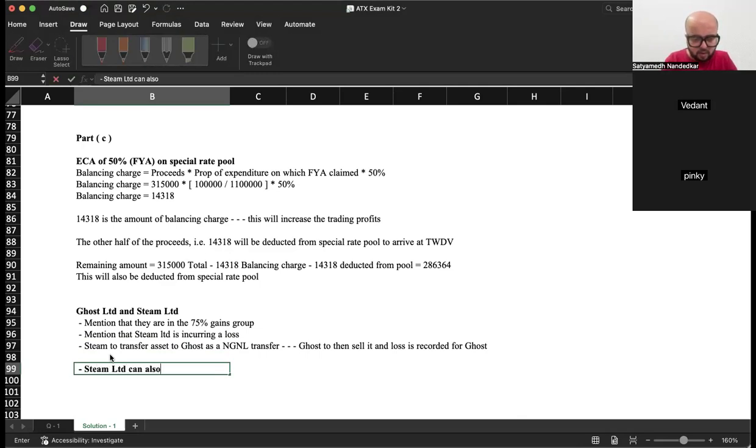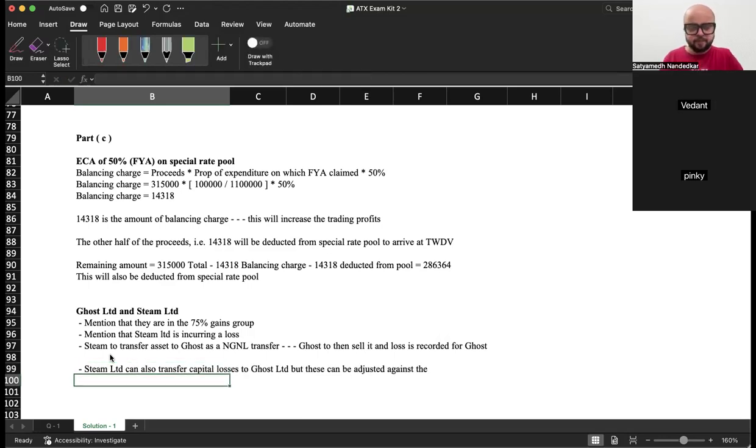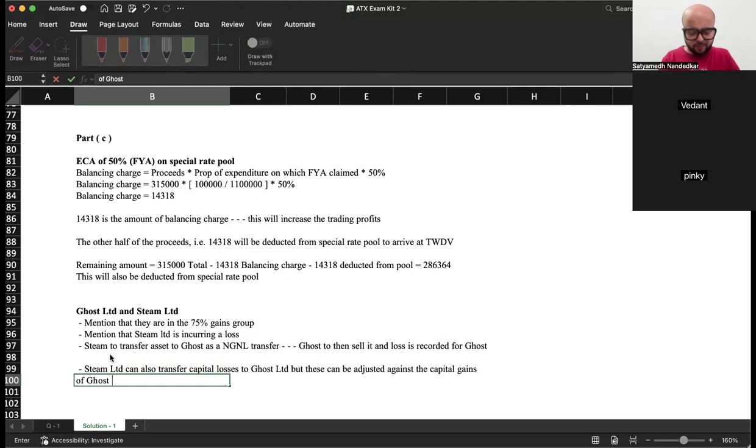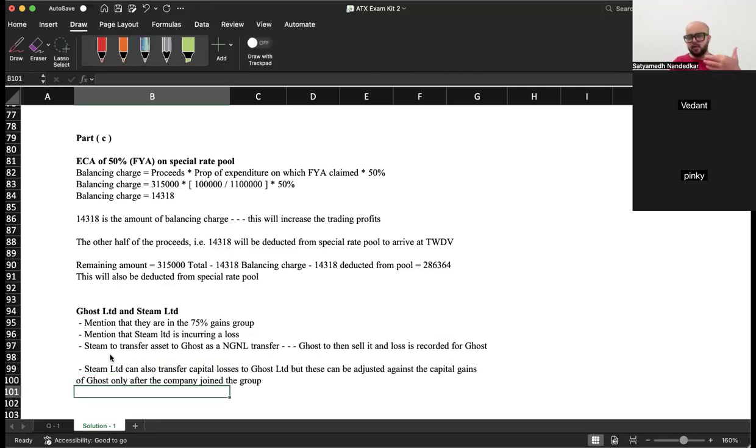Stream Limited can also transfer capital losses to Ghost Limited, but these can be adjusted against capital gains of Ghost only after the company joined the group. Naturally, the pre-entry loss that you have transferred cannot be adjusted against the pre-entry gains.